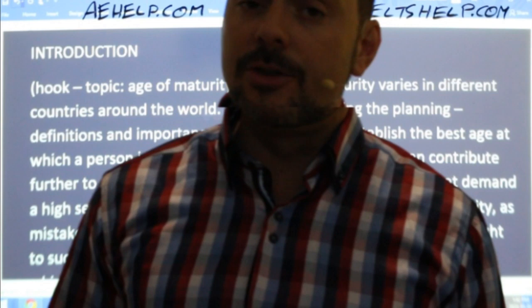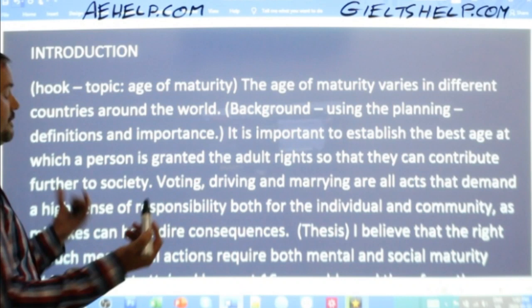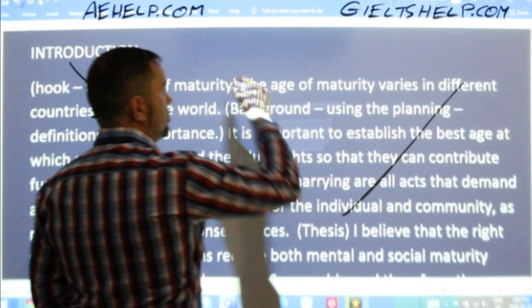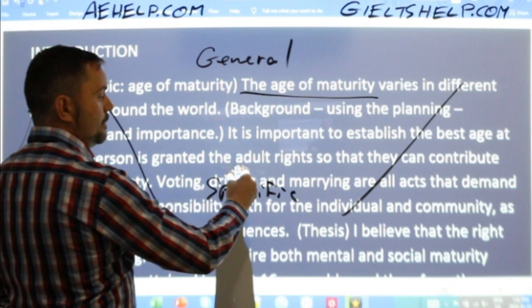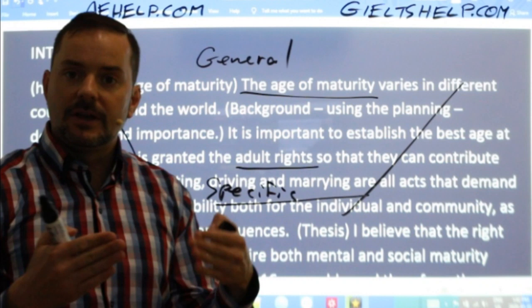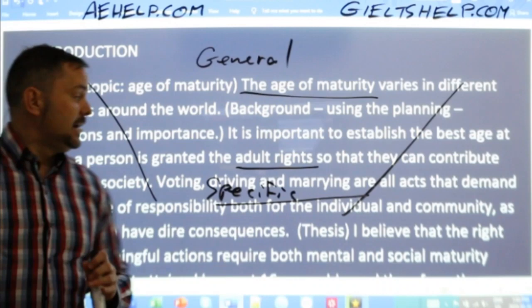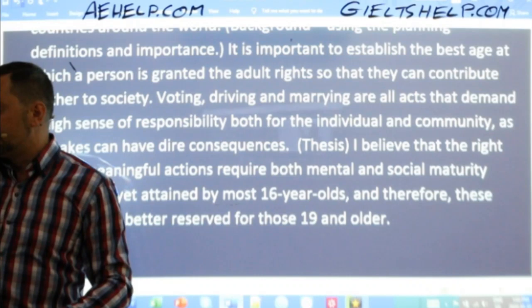So that's the background. Again, students, keep in mind too that oftentimes, not oftentimes, always, the introductory paragraph moves from general concepts to specific concepts. Okay, so here we talk about the age of maturity, then we talk about adult rights, then we talk about driving and marrying. So it's going down the funnel, narrowing into more specific ideas, okay, avoiding repetition. And then I have my thesis, of course, which is the same as what we saw before, just a little bit of word replacement, so I avoid repetition and create good flow.